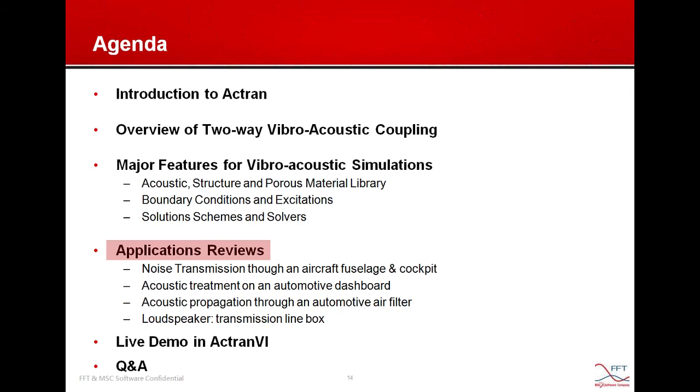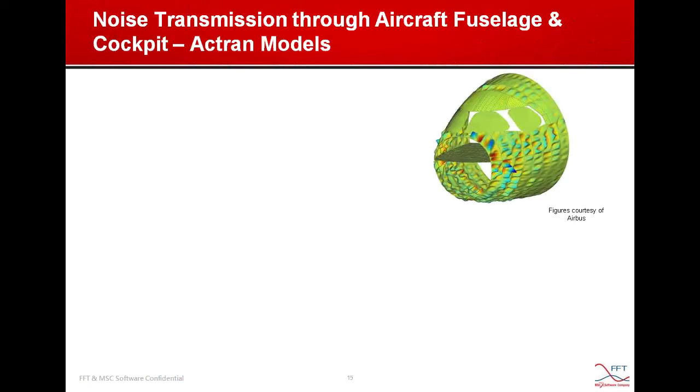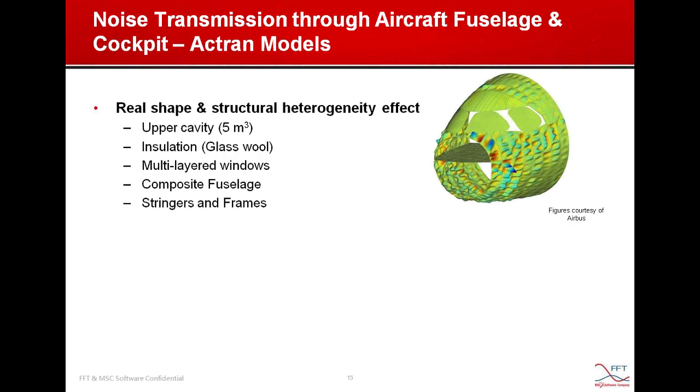Now we will quickly review some typical applications. First, a typical Actran model in the aircraft fuselage and cockpit problem. A typical Actran model takes into account the real shape of the aircraft cockpit and any kind of structural heterogeneity, such as variable thickness or different materials.